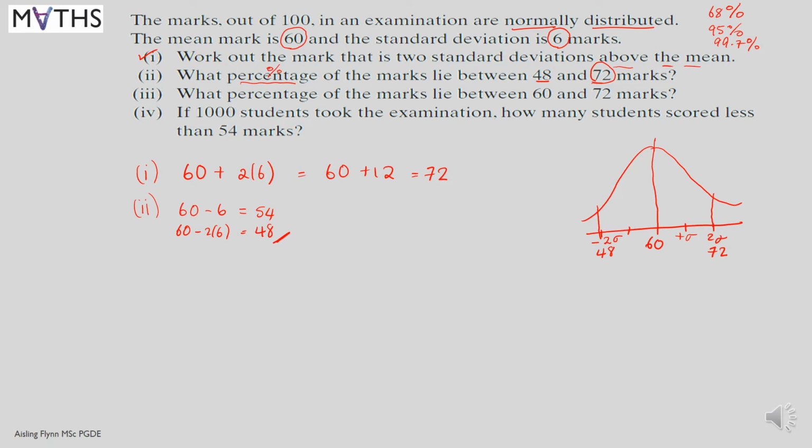Well, here's our 3 figures. 1, 2, 3. So we choose the second one, which is for 2 standard deviations. The answer is 95%. So you can just write it down. Okay.